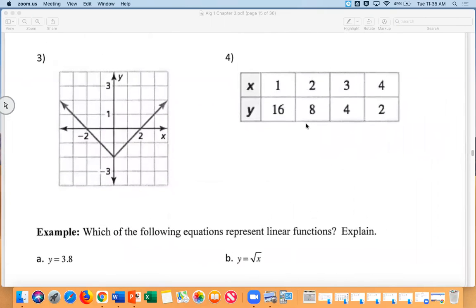So I want you guys to try 3 and 4. Tell me if it's linear or nonlinear.